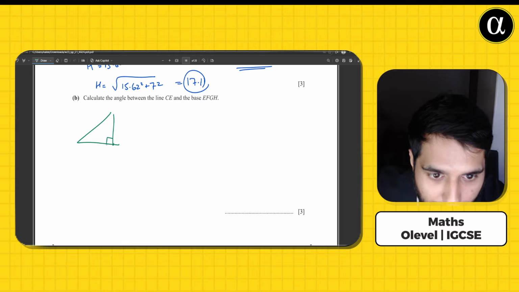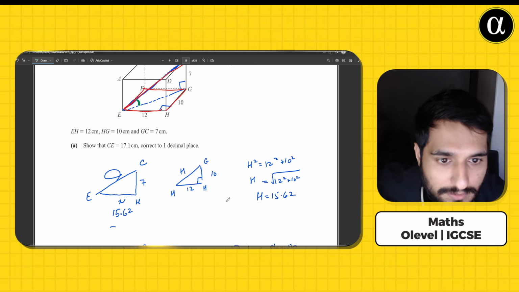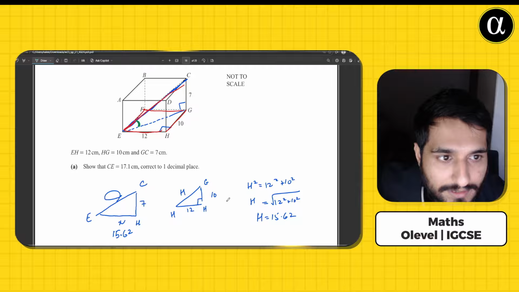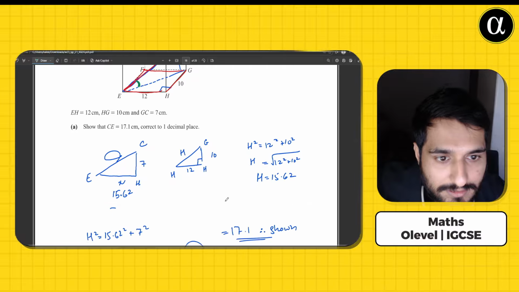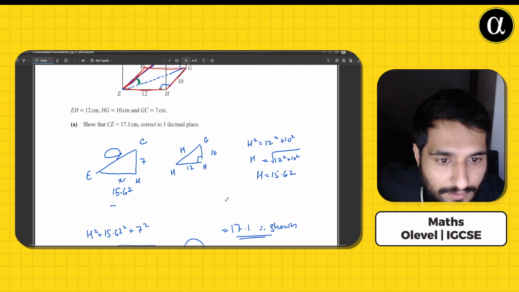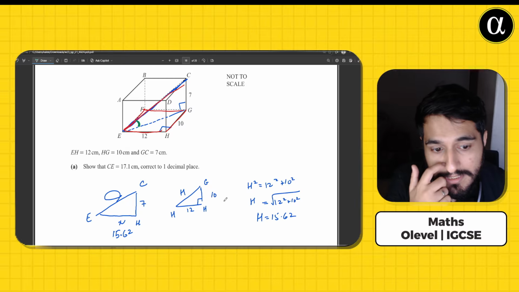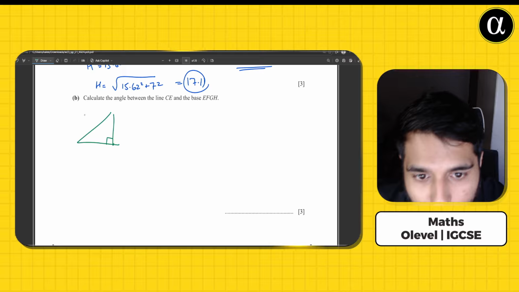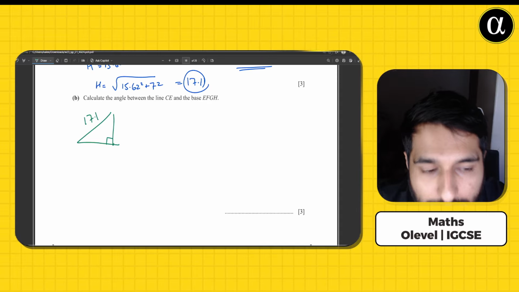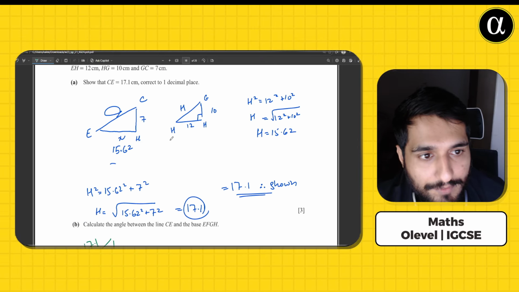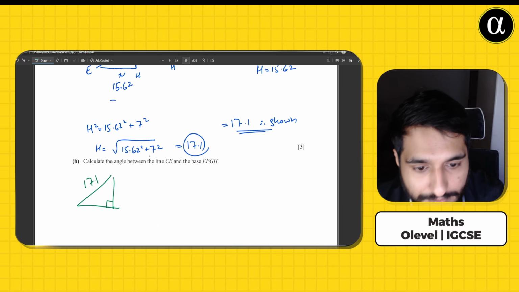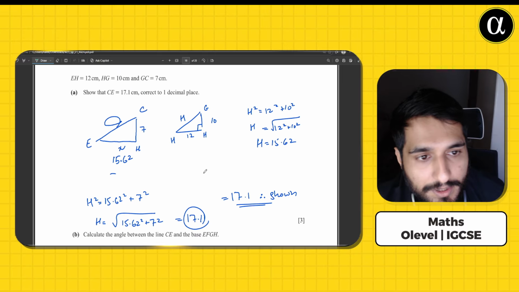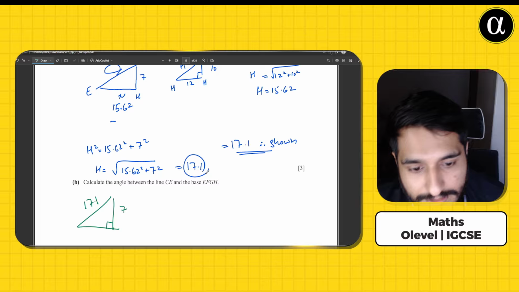Since this is what the examiner demands, it's going to be EG and EC. So we found out CE to be, it was what? It was 17.1. This is what we proved. It was 17.1, and this is the height we know as 7, and we need to find this angle. We mark this as C, G, and E.